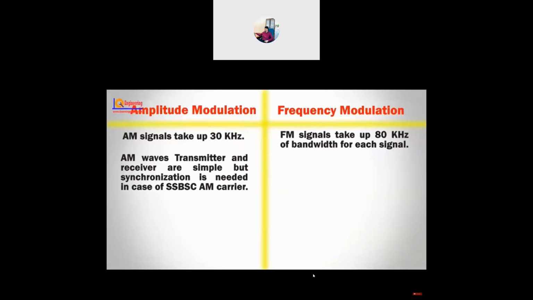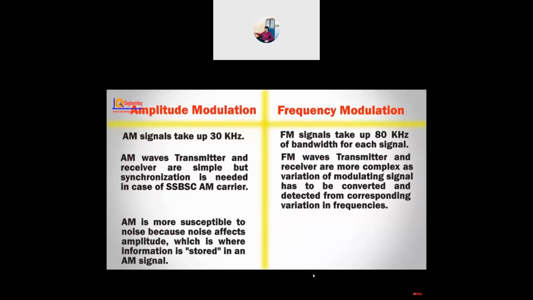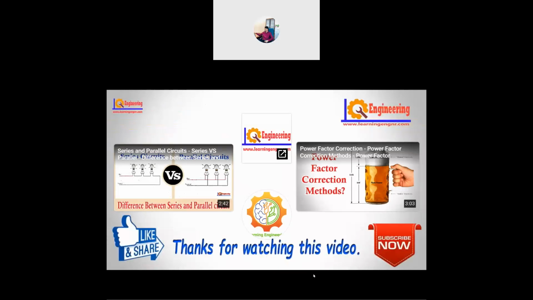AM waves transmitter and receiver can be simple, but synchronization is needed in the case of SSBSC AM carrier, whereas FM transmitter and receiver are more complex as variation of the modulating signal has to be converted and detected as corresponding variation in frequencies. AM is more susceptible to noise because noise affects amplitude, which is where information is stored in the AM signal, whereas FM is less susceptible to noise because information in an FM signal is transmitted through varying the frequency and not the amplitude.